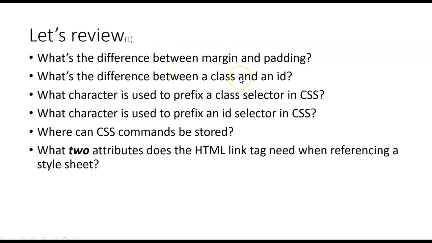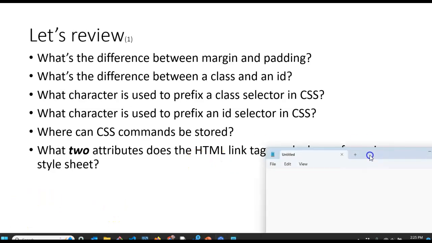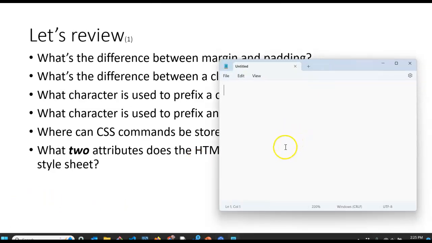What's the difference between class and ID? We've talked about that several times, so you should be able to answer that to your satisfaction. What character is used to prefix a class selector in CSS? And what character is used to prefix an ID selector in CSS? Those you should know by now as well. So I just popped up Notepad here in case you were wondering about that. If I want to select a tag by its ID, the CSS selector would start with a #, and if I select a tag by its class, then the CSS selector would start with a dot. So I just want to type those things in plain sight.